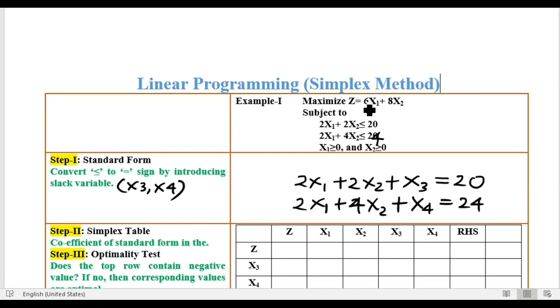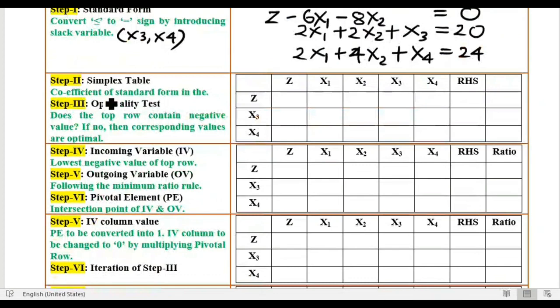Then we also have to arrange the objective in this way, that is z minus 6x1 minus 8x2 equal to 0. The next step is that we have to arrange this in the coefficient simplex table. So z, x1, x2, x3, x4, and the RHS are here.